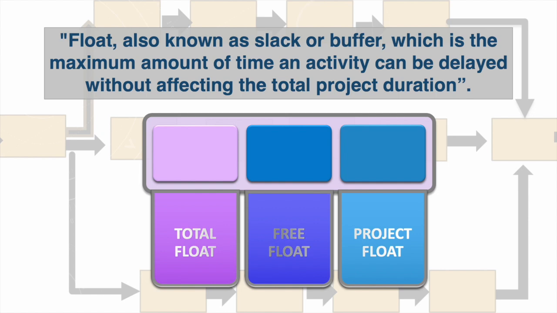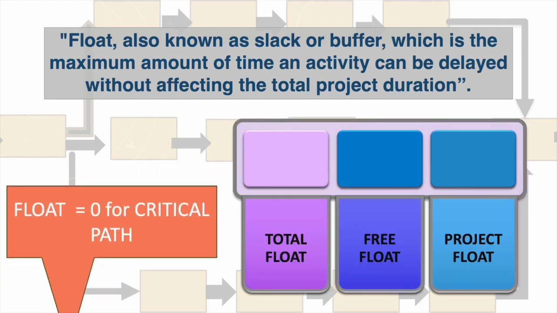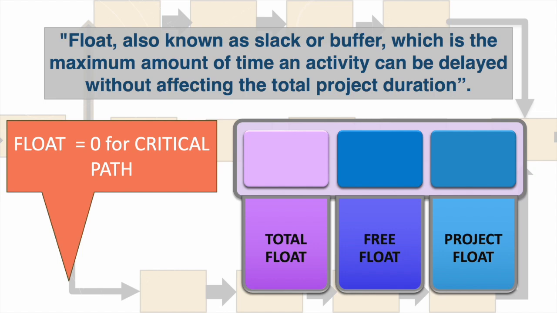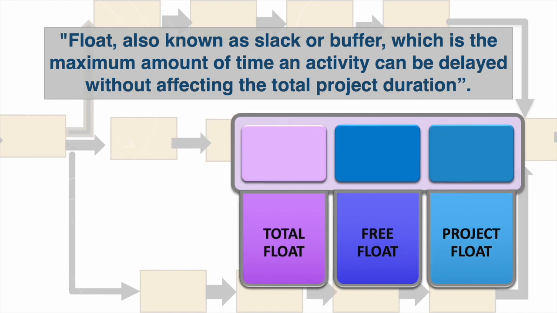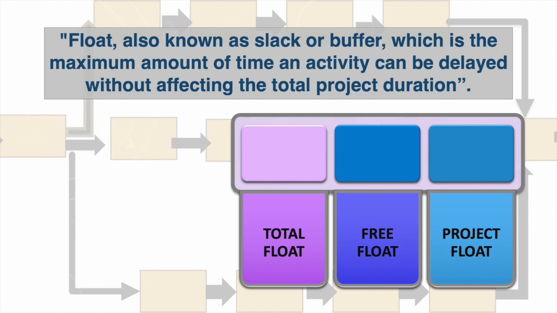Total float, the maximum time an activity can be delayed without impacting the total project duration. On the critical path, this is always zero. Free float, the time an activity can be delayed without delaying any succeeding activities. Free float is always less than or equal to total float. Project float, the amount of time the entire project can be delayed without affecting the final completion date.